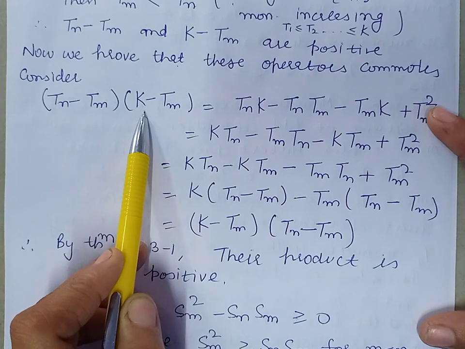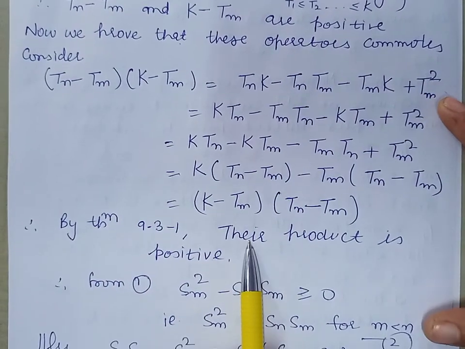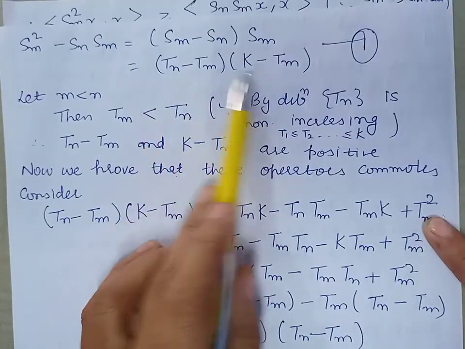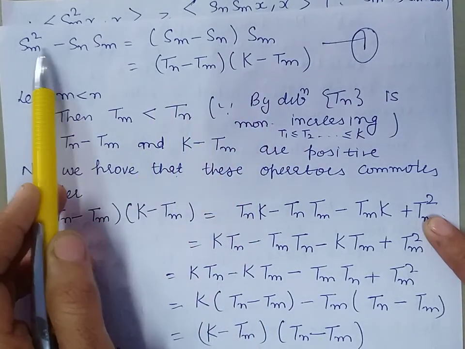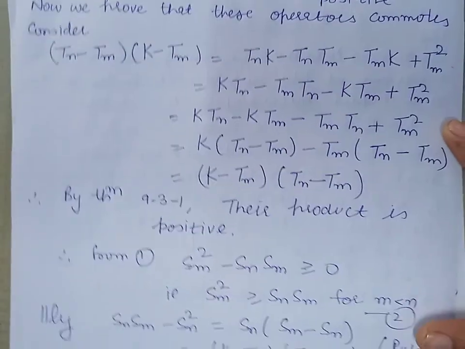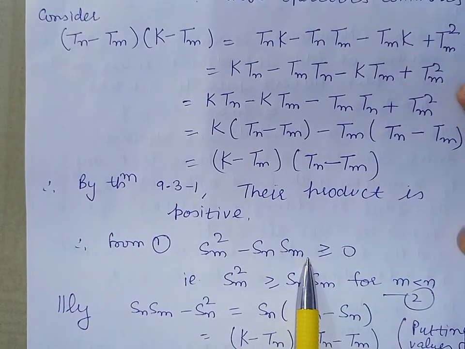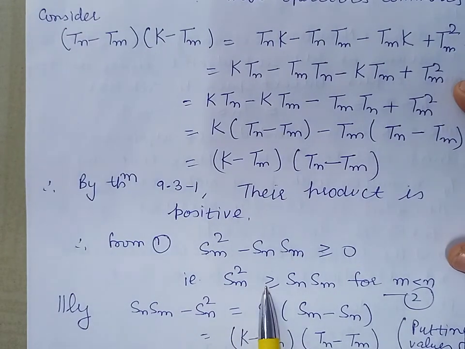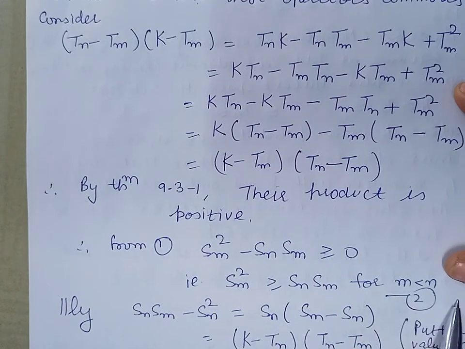By the last theorem, on the product of positive operators, their product is positive. So from this equation 1, because these two operators commute, this product is positive, and therefore we can say that this operator is a positive operator. So we can say Sm square minus Sn into Sm is a positive operator. It means Sm square is greater than or equal to Sn into Sm for m less than n.